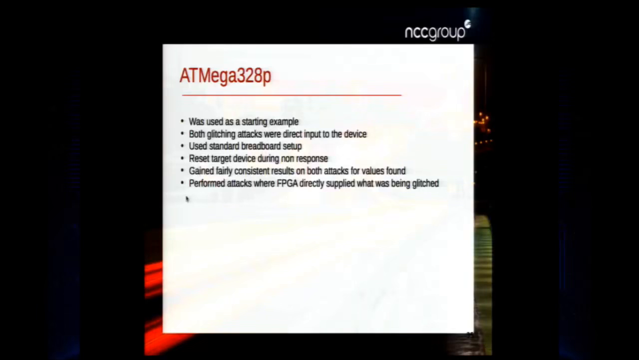For the glitching attacks, I directly supplied what I was attacking to the device, and I only reset the device when it actually didn't respond back. And that helped me get more consistent results.